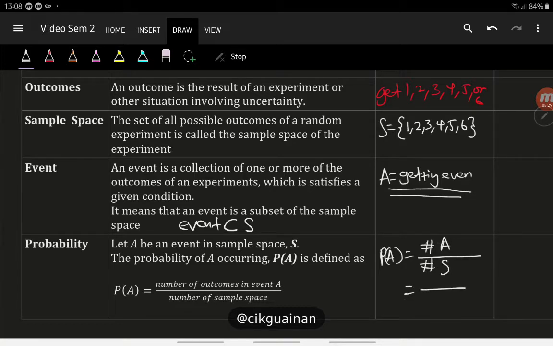Now, what is the number of even outcomes happening? Maybe I use red color over here. From 1, 2, 3, 4, 5, 6, which one is the even number?